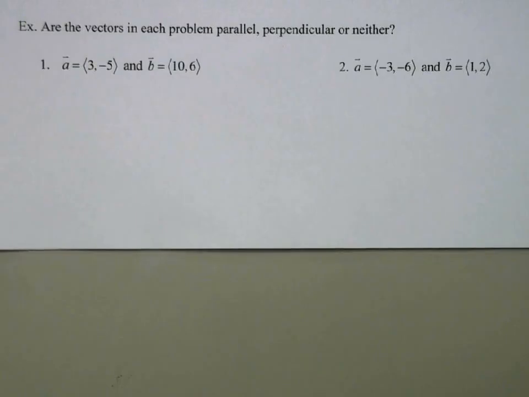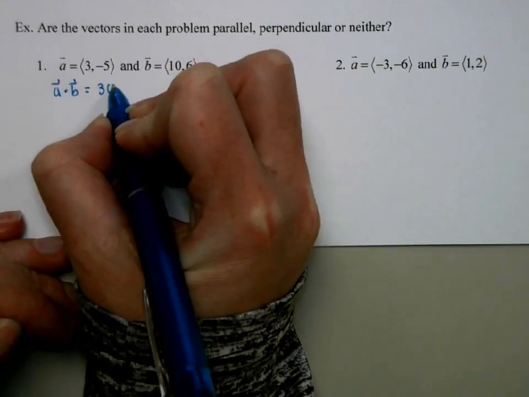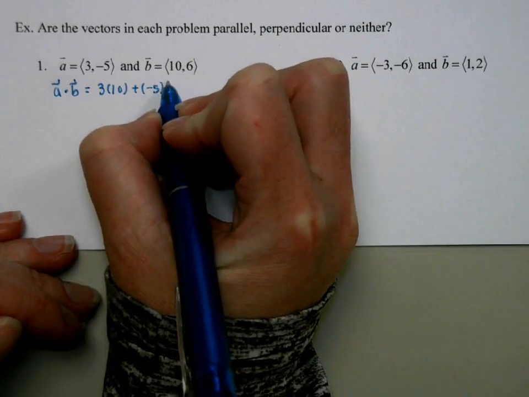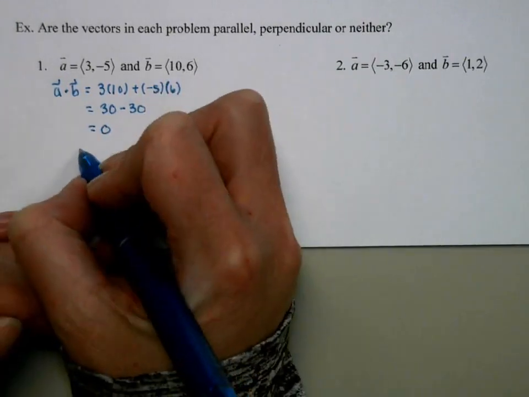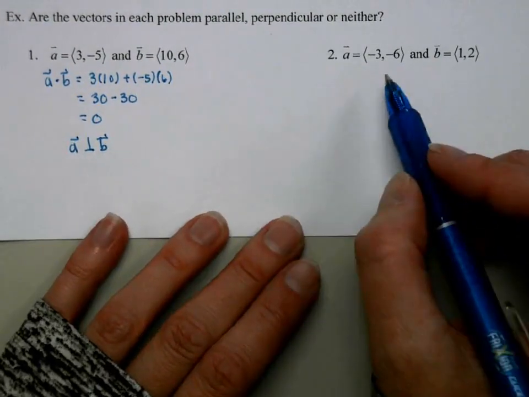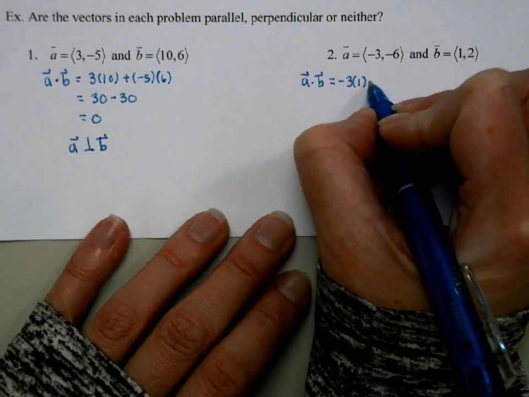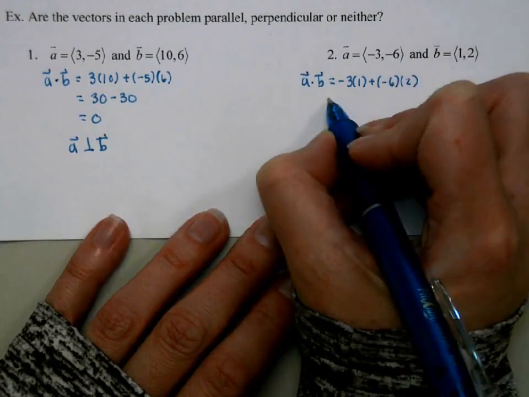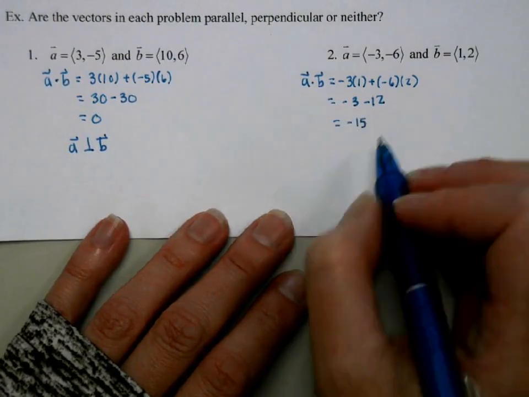All right. So we'll take this a step further and decide if we have two vectors, are they parallel, perpendicular, or neither, which is also an option. So first we'll start just doing the regular dot product. Here I get 30 minus 30, which is 0. So I don't have to do anything further because A and B are perpendicular. Okay, second one, we'll start that way. So we get negative 3 minus 12, which is negative 15. Which isn't 0, so they're not perpendicular.